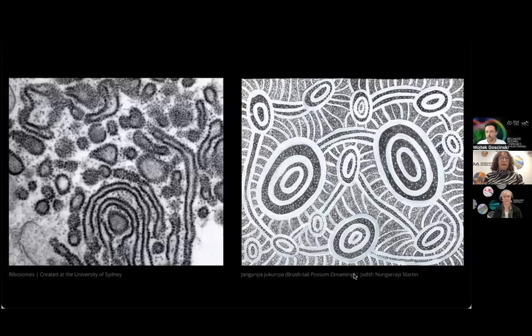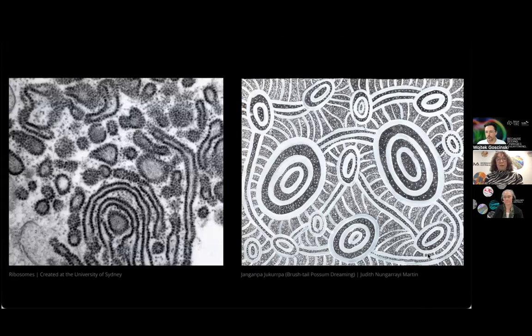This one here is an image of ribosomes on the left, which obviously are the machines that create the protein, which is the building blocks of all living creatures. And on the right, a painting by a Walpiri artist of brush-tail possum dreaming, which is a really powerful and important story in their culture. So there's obviously a very rich visual connection there.